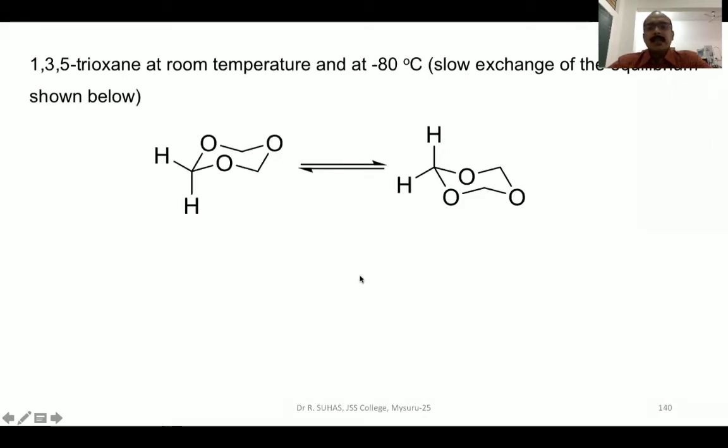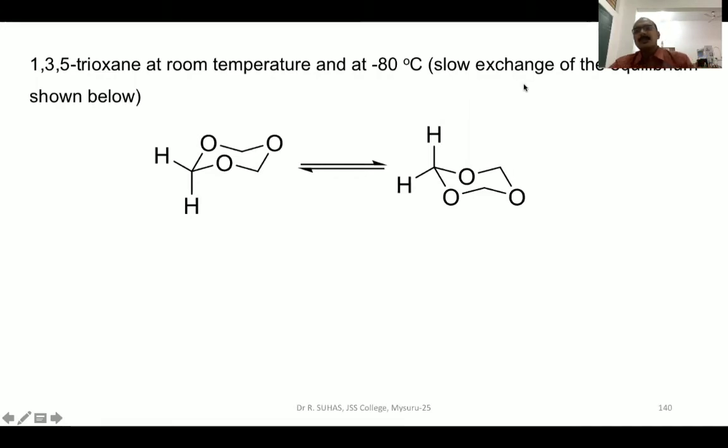This is another case, of 1,3,5-trioxane. This is a derivative of cyclohexane. So when you carry out the 1H NMR of 1,3,5-trioxane at room temperature, both axial and equatorial protons appear to be the same, because this is a symmetrical molecule, and hence you are going to get only one peak in the 1H NMR spectrum.